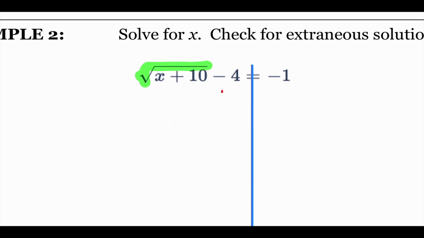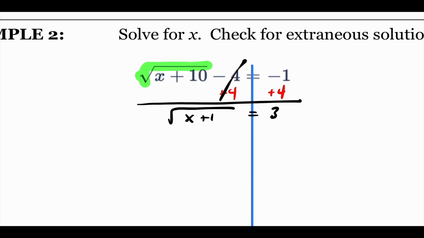Add 4 to both sides. Yep, you guys have done that before. When I do the opposite, it goes away. I get +3 over here. Still have a root, but now there's nothing else besides the root on the left side, just the root. That's step 1. Done.